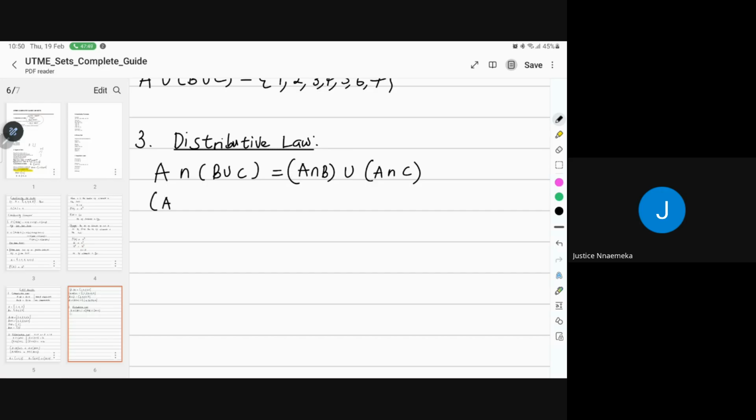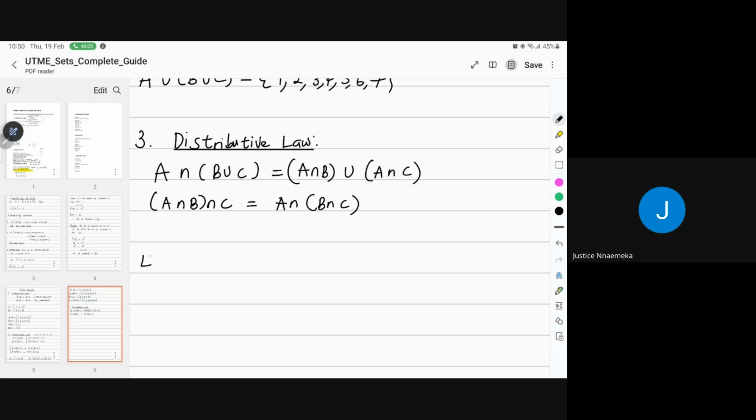I have A union B union C, which will simply be the same thing as A union open bracket this time around B intersect C. When you verify this, you are going to get the same thing.